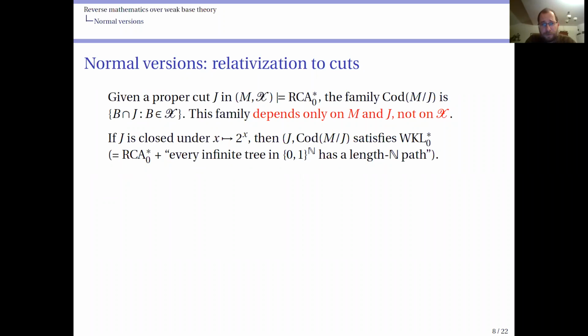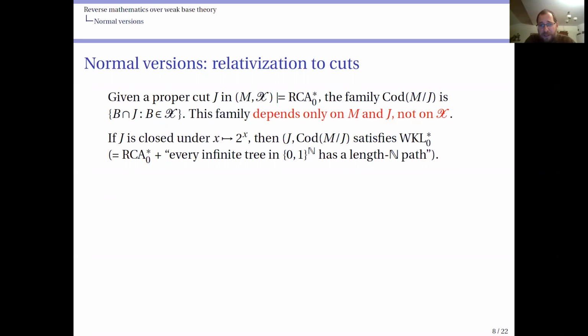Suppose you've got a model of our base theory, M, which claims to be the natural numbers, and script X, which claims to be its power set, and you've got a proper cut in this model, call it J. There is something called Cod(M/J). That's the family of so-called coded subsets of J, that is, subsets of J that are coded in M. This is obtained by taking all the sets that the longer model M believes to be sets, and just taking their traces on J, so taking the intersections with the cut. This family, it's easy to prove but not completely trivial, and I'll skip the proof, does not depend on what the longer model believes to be the power set. It only depends on the first-order model, so only on M, not on script X, and on the cut J. So the notation Cod(M/J) makes sense. It's justified.